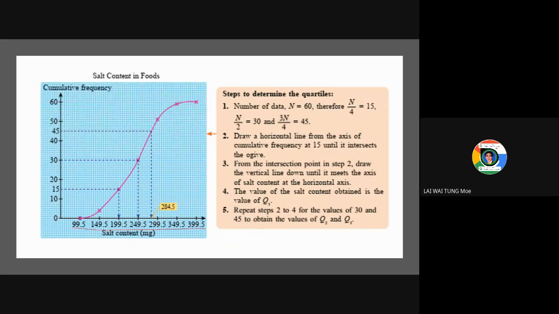After you plot everything, you draw a smooth curve to connect all the points you just plotted. Normally the shape will be like an S, something like this. So after you completed everything, then your OGIF is done. Question A is done.